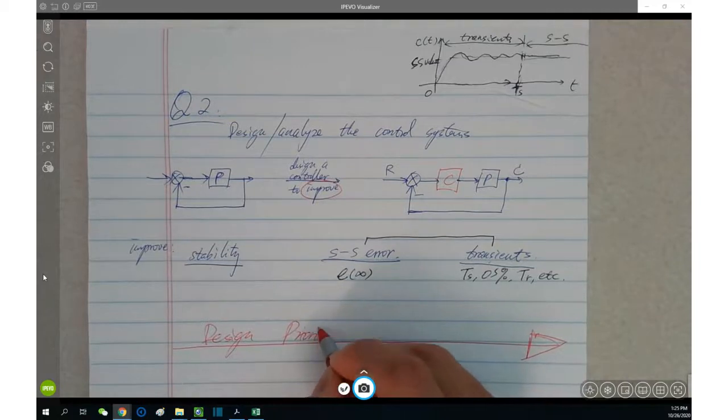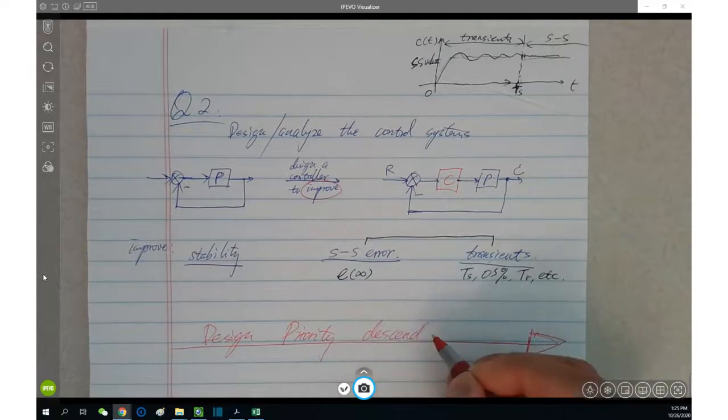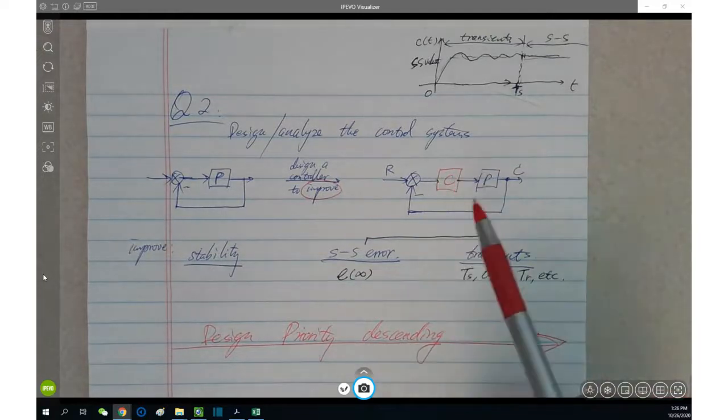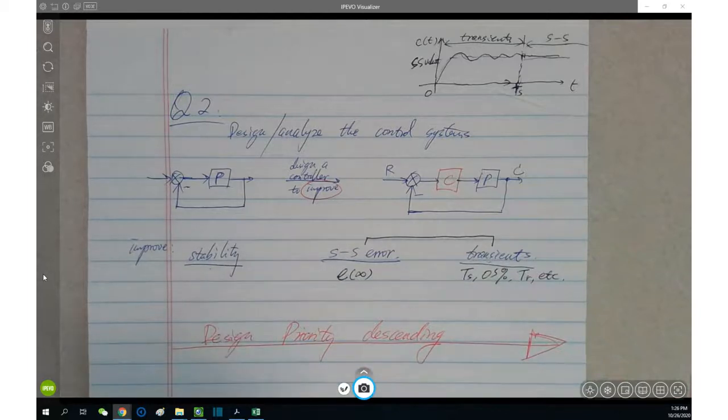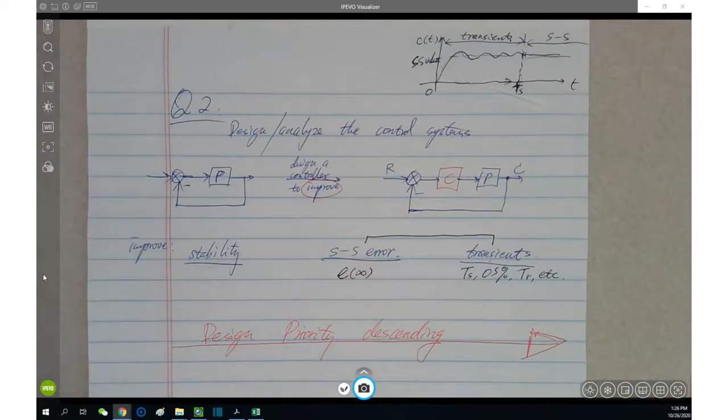We're already descending, right? In other words, who is the most important thing you need to worry about? Stability. If the system is not even stable, it's meaningless to study the steady state error or transient. You don't even talk about them, wasting your time.